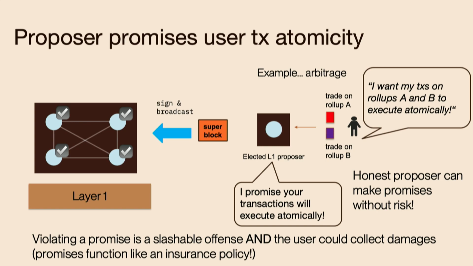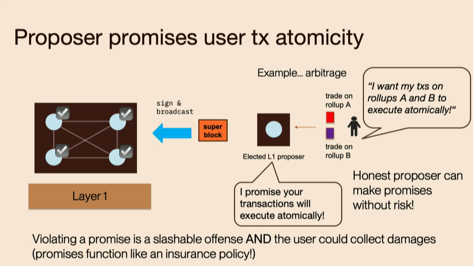So here's a simple example. A rollup user wants to take advantage of some arbitrage between two AMMs on different rollups. So it says, I want my two transactions on rollups A and B to execute atomically. Now, the L1 proposer can give this promise to the user that it will execute its transactions on both rollup A and rollup B, or otherwise not included in the L1 block.